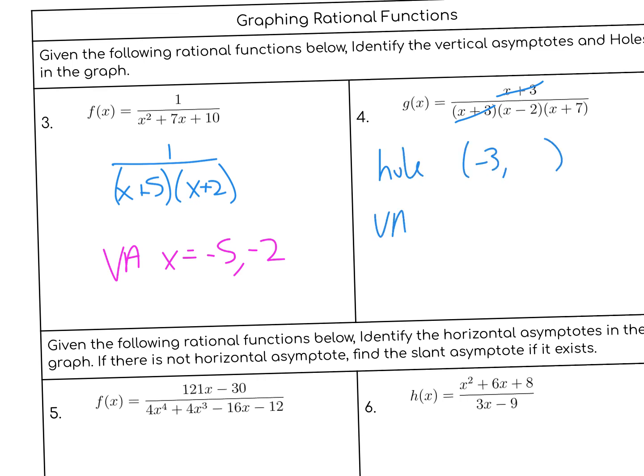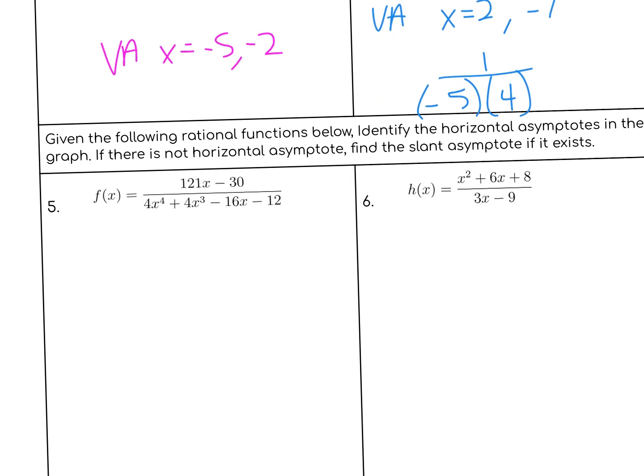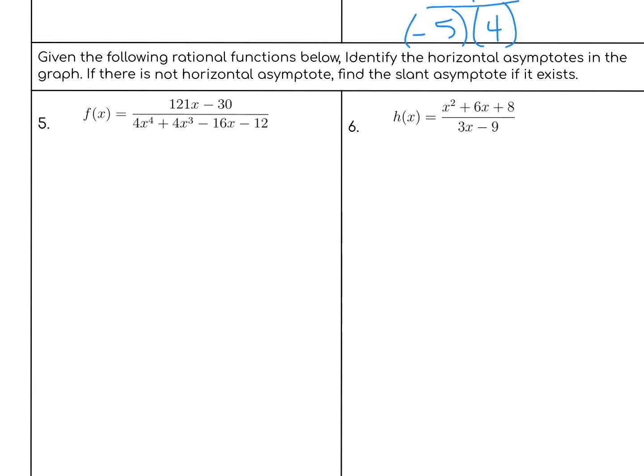And I'll have vertical asymptotes when x is 2 and -7. When I plug in -3, I'll have -3 minus 2, which is -5. And then I'll have -3 plus 7, which is 4. So 5 times 4 is 20, so -1/20th is where the hole will be. -3, -1/20th. Given the following rational functions, identify horizontal asymptotes.